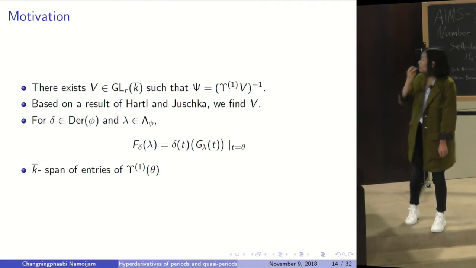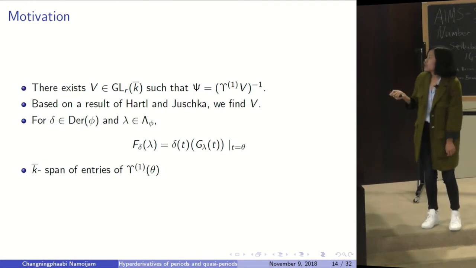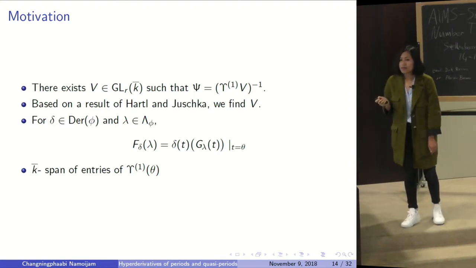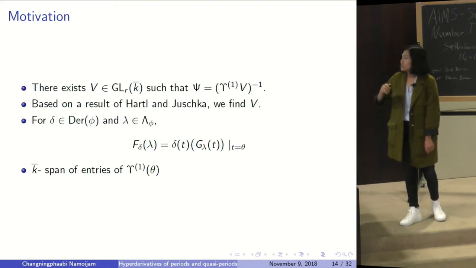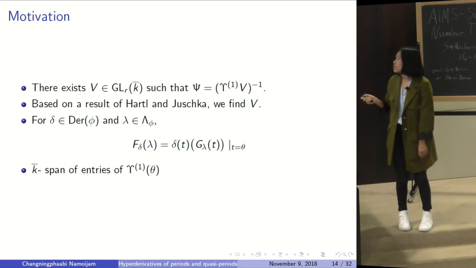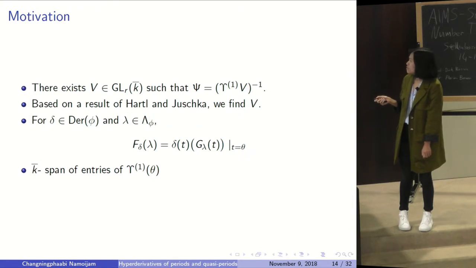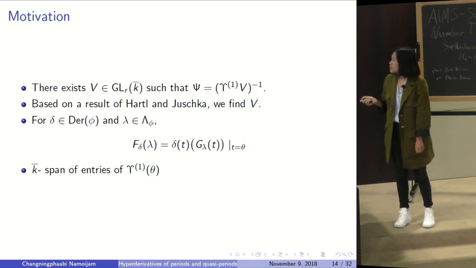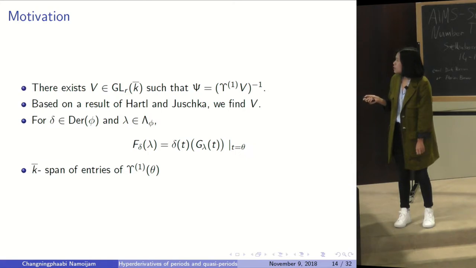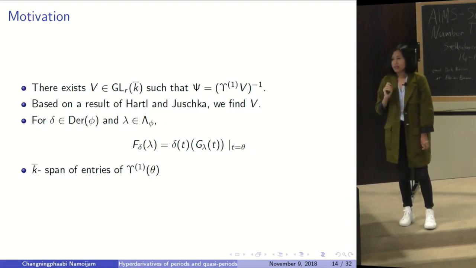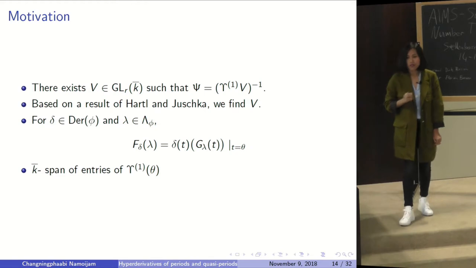Okay. So what is the motivation? There exists an invertible matrix V such that C is given in this way. Based on a result of Hartl and Juschka, we could find this V. And also, for a derivation delta and lambda, which is a period of my T-module, the quasi-period corresponding to lambda can be evaluated in this way. And then what we do is we find the k-span of epsilon 1 theta.